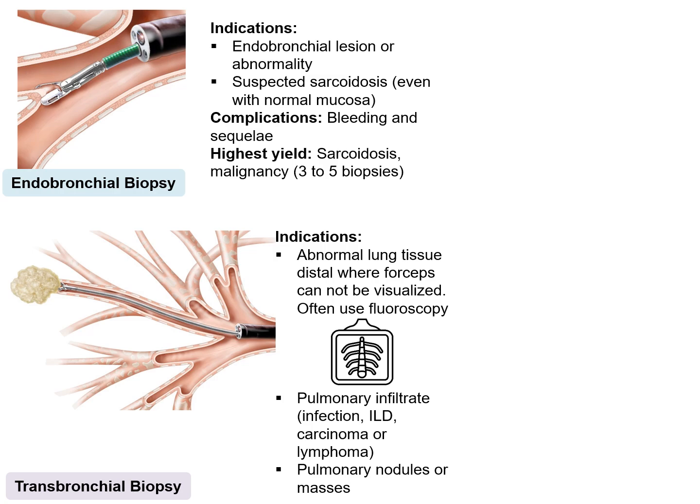Transbronchial biopsies are forceps biopsies of the distal lung tissue that cannot be directly visualized, so fluoroscopy is often used during this procedure. Indications for transbronchial biopsy include pulmonary infiltrates, particularly those related to suspected infections, interstitial lung disease, or lymphoma, and pulmonary nodules and masses.